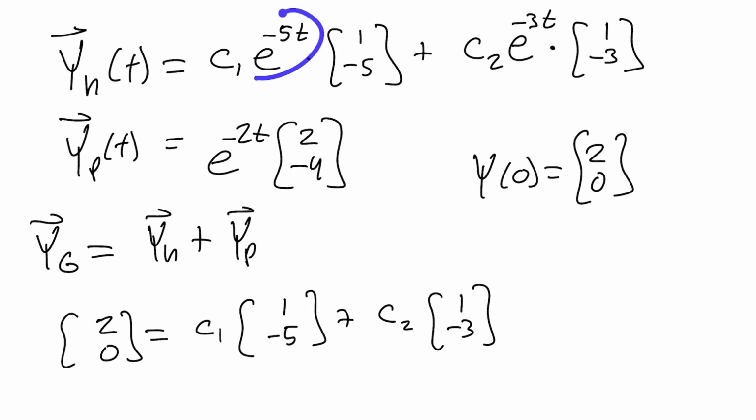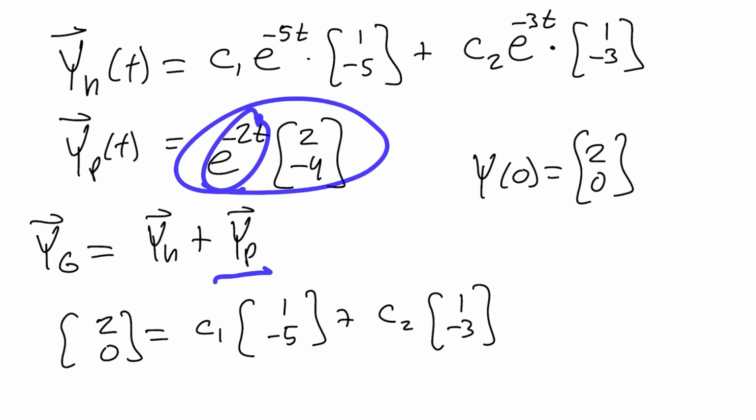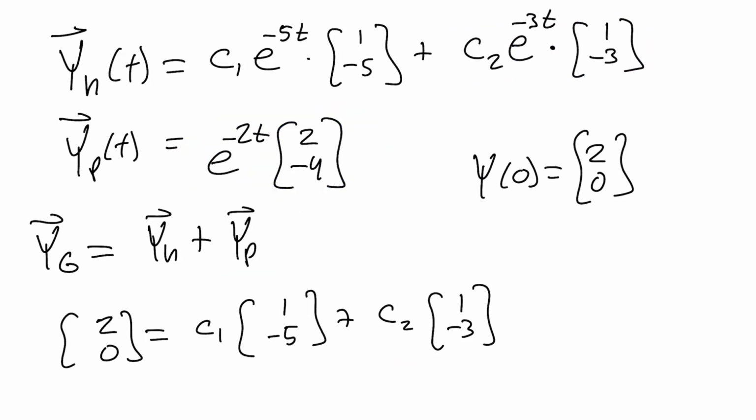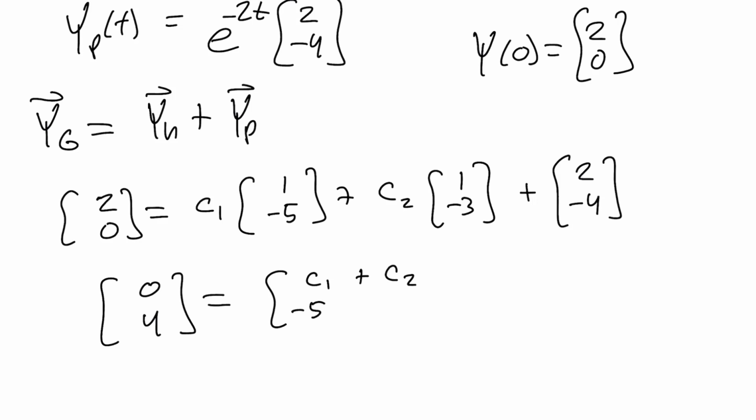So this is what happens when you plug in 0 for t. e to the 0 is 1, e to the 0 is 1. So you just get C1, 1, negative 5, and C2, 1, negative 3. And then that particular solution, again, e to the 0 is 1, so you'll just get 2, negative 4. And this means, if I do a little bit of algebra here, 0, 4 has to equal C1 plus C2 and negative 5 C1 minus 3 C2.